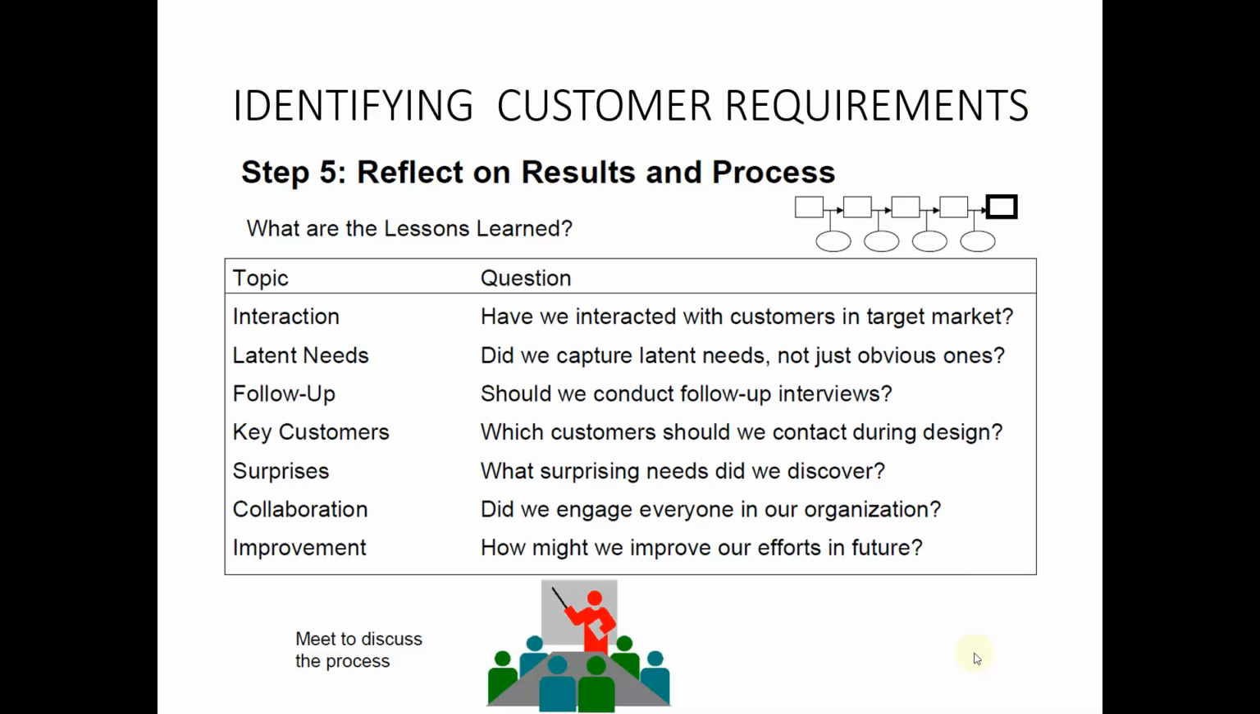So these are the different steps by which we can identify the customer requirements.